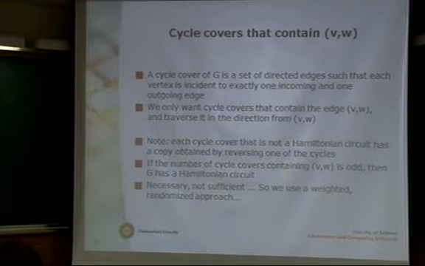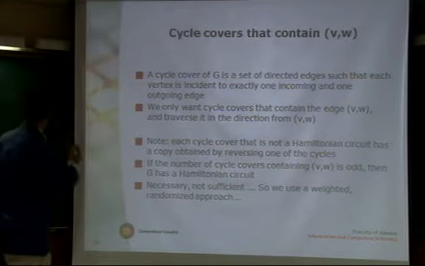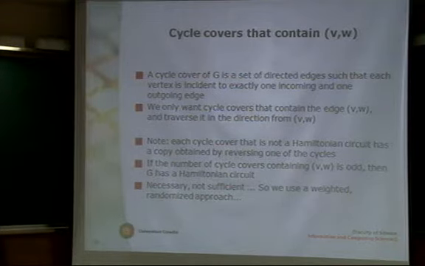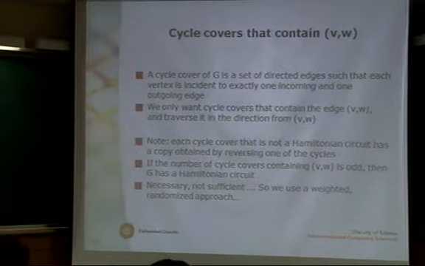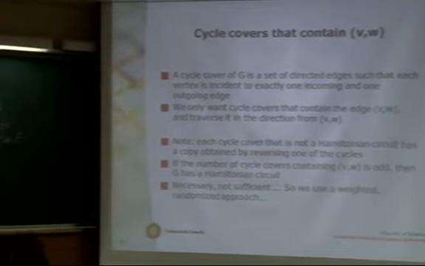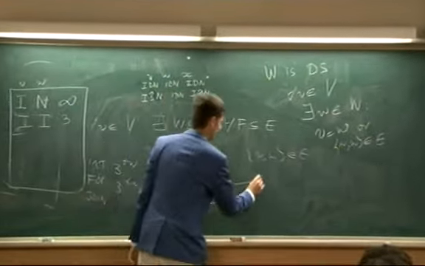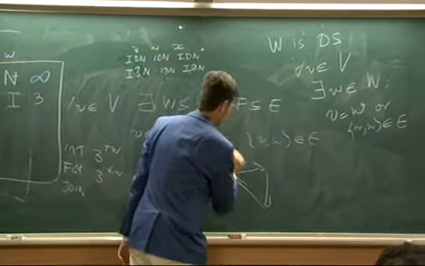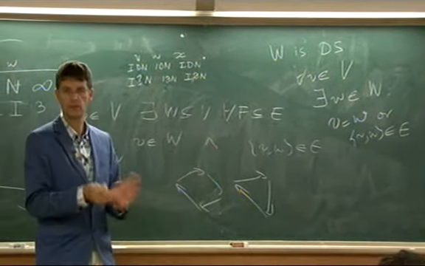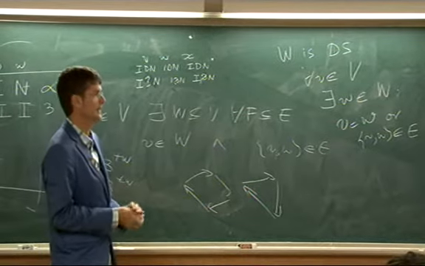What I now do is, instead of computing a Hamiltonian circuit, I'm going to compute cycle covers. So what's a cycle cover? A cycle cover in a graph is a set of directed edges such that every vertex has one incoming and one outgoing edge. It's also a two-factor, but directed. If every vertex has an edge in and out, then my whole graph looks like a number of disjoint cycles, right?